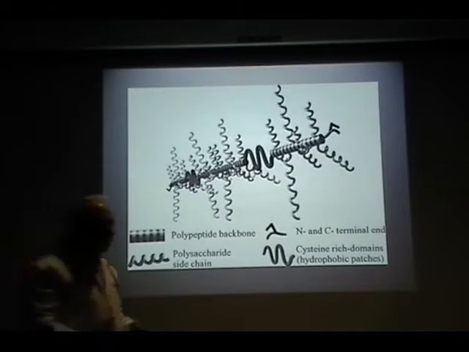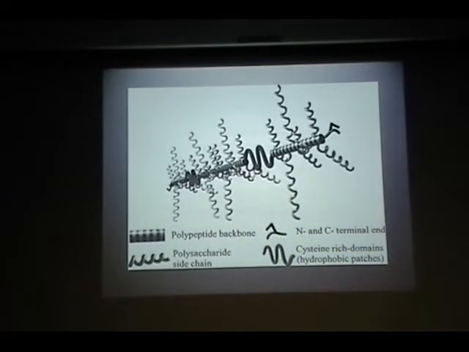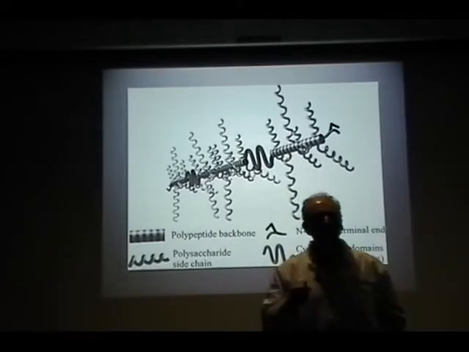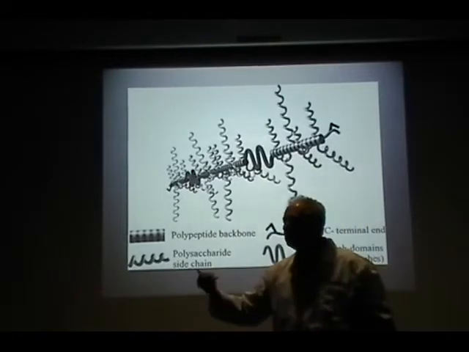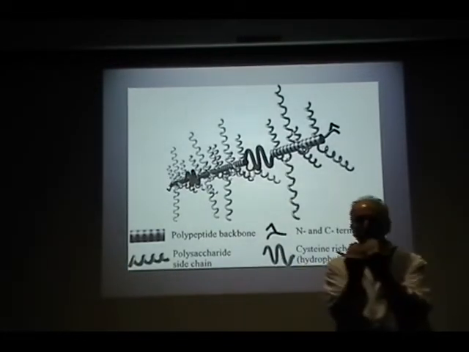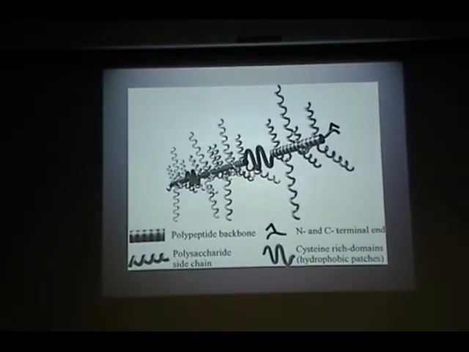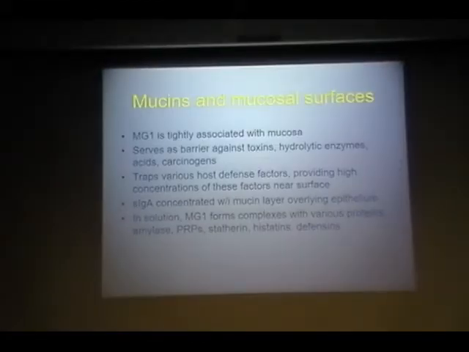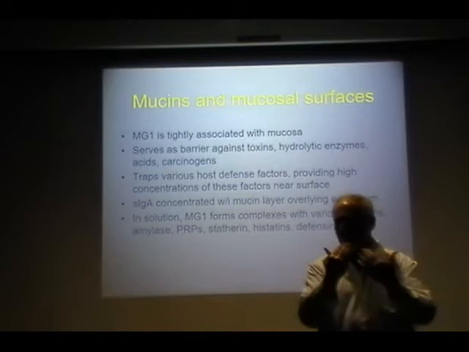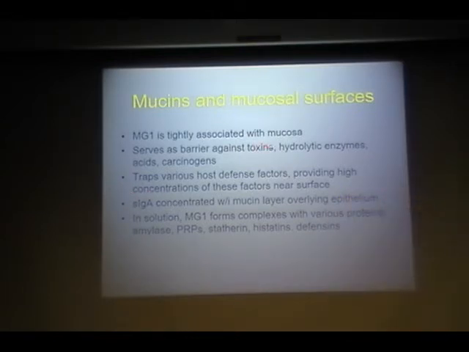Exactly. So the reason I said sialic acid residues at the tips is because they play a role in binding a lot of the innate response molecules in order to concentrate them on the mucosal surfaces. It's another way to defend that mucosa. This is what I'm getting to. So MG1 tends to be closely associated with the mucosa. It serves as a barrier against toxins, enzymes, etc. Traps various host defense factors. That's what I'm referring to.